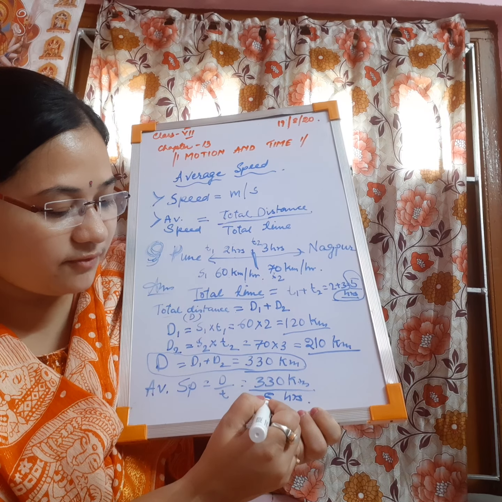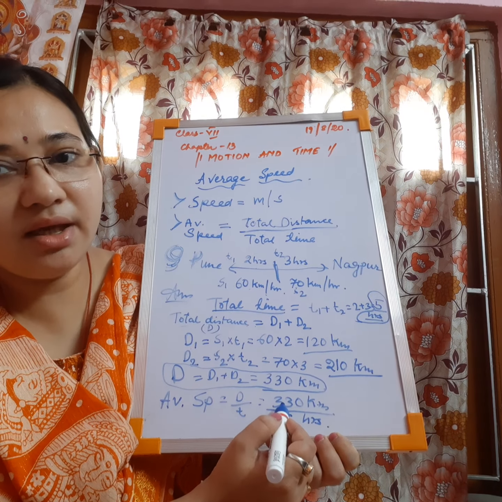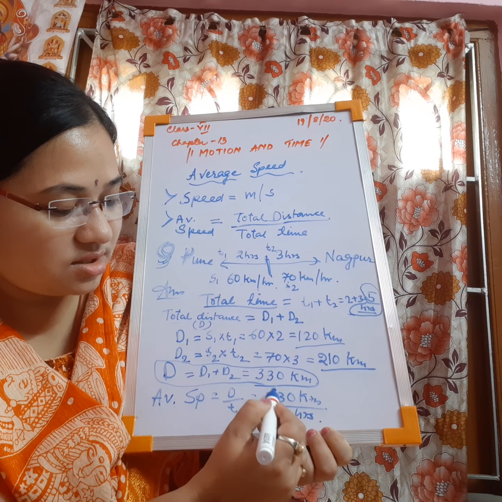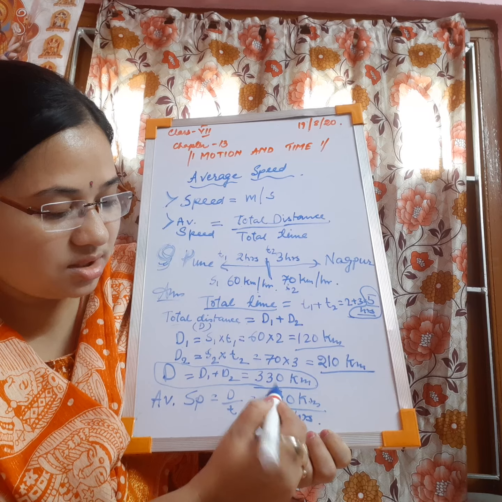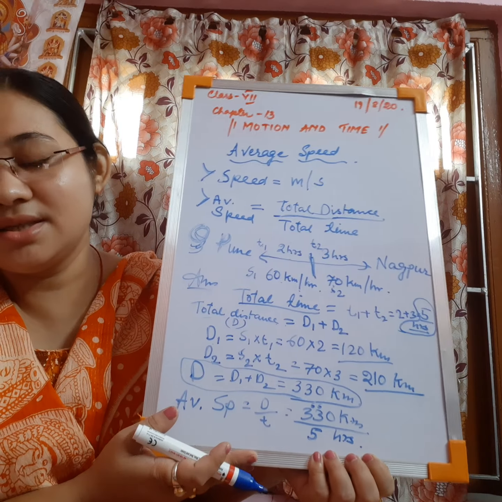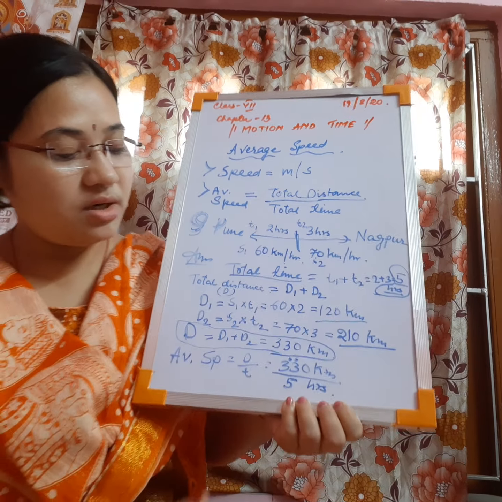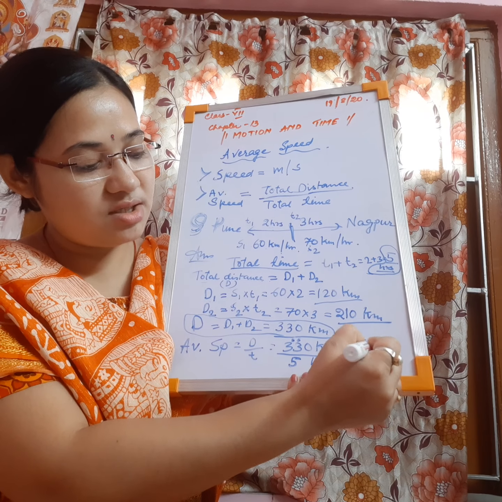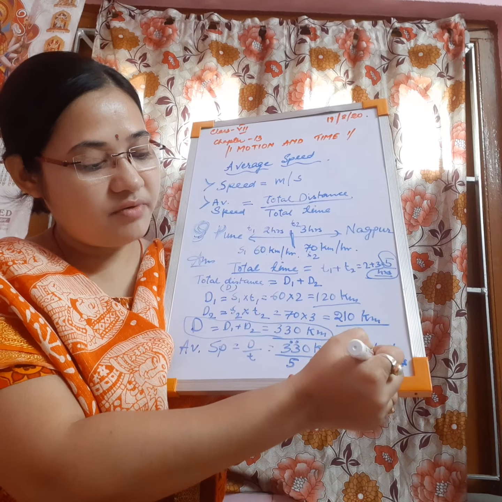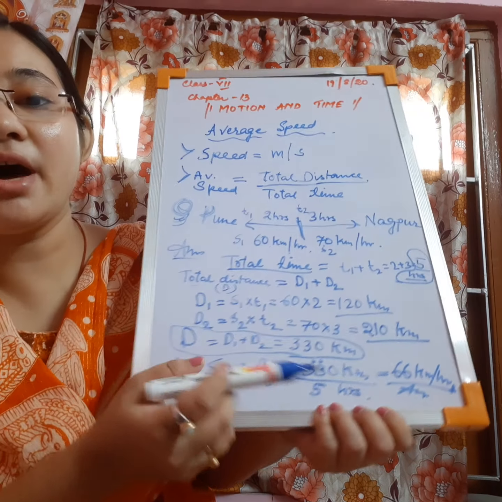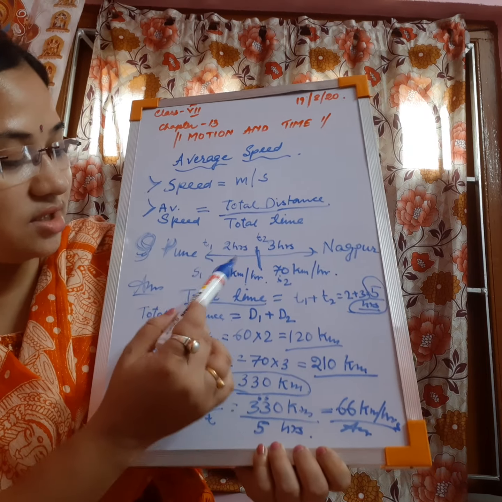So how much will we get? 5 sixes are 30, 6 again 3 to 66 kilometers. We will get 66 kilometers per hour. So this is our average speed, this is our answer. See, very easy.